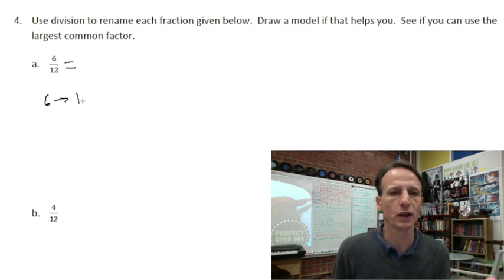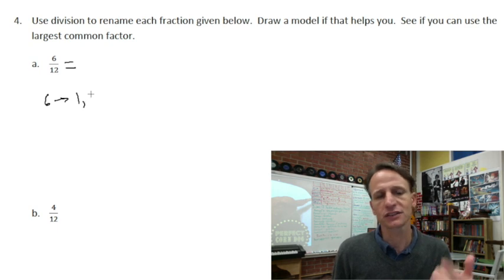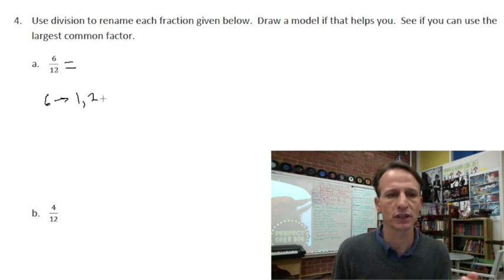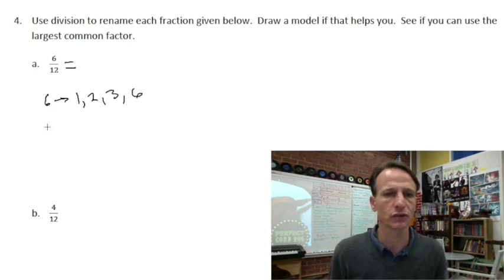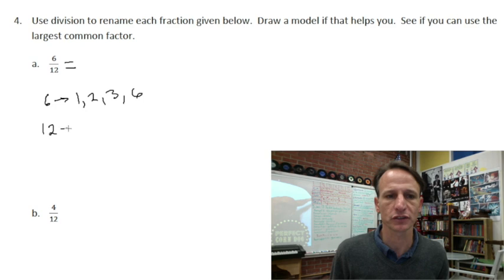Well, you always start with 1, and in 6 we know that 2 times 3 is 6, so 2 and 3, and of course 1 times 6. Okay, so those are factors of 6. What are factors of 12?